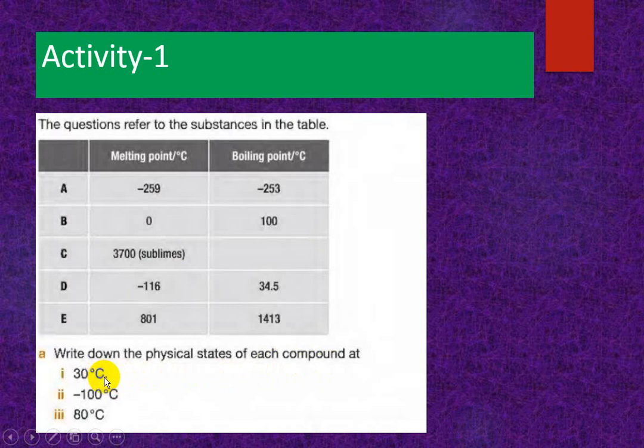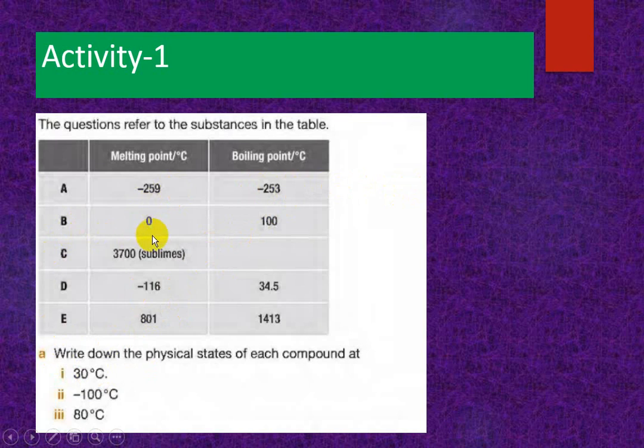Write down the physical state of each substance at 30°C. Now we will check substance A. What will it be? Gas, because it becomes gas at -253°C. Here 30 is above -253, so it is gas.